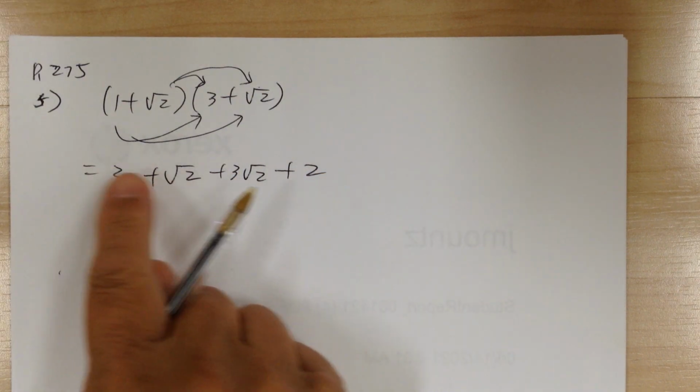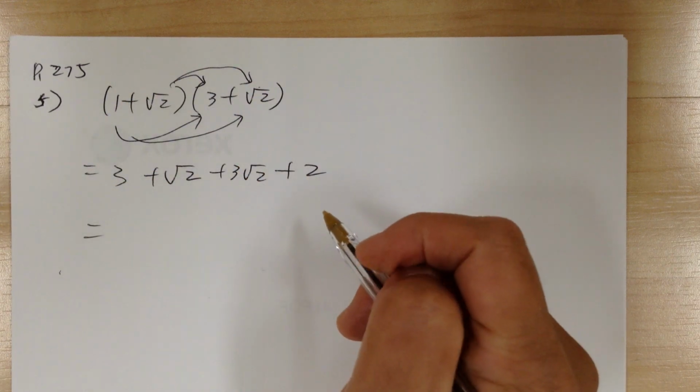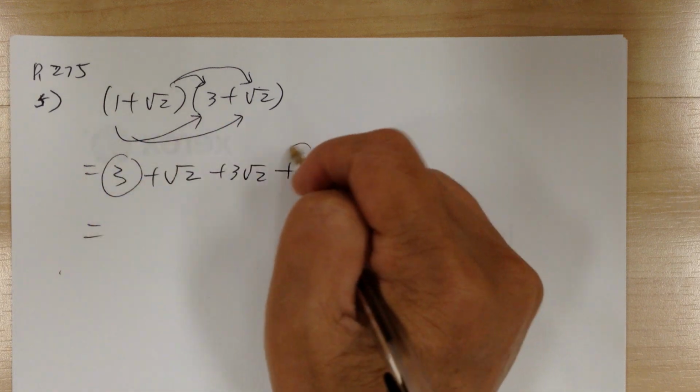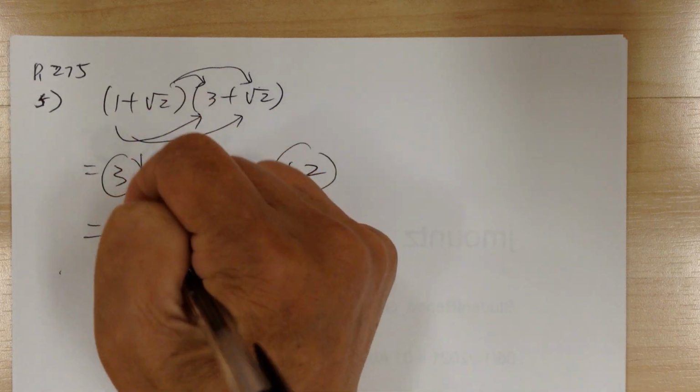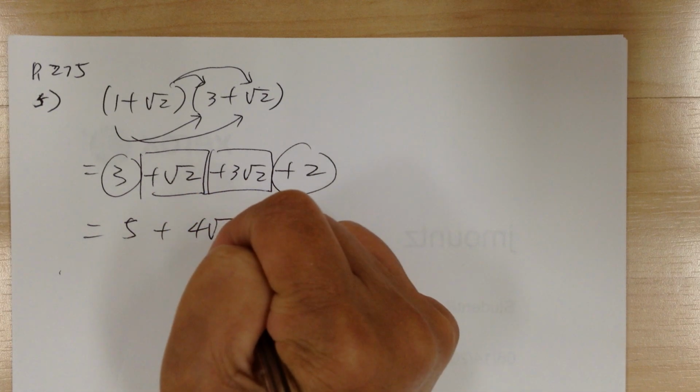Okay, so again, just go and distribute, right? Okay, and then after that you combine the like terms. So 3 plus 2 will give you 5. And square root of 2 plus 3 square root of 2 will give you 4 square root of 2.